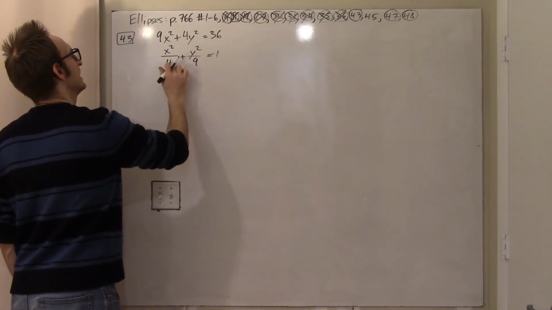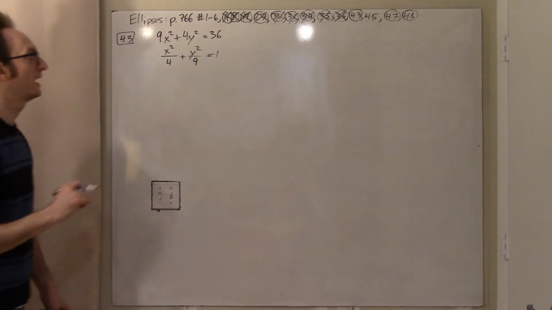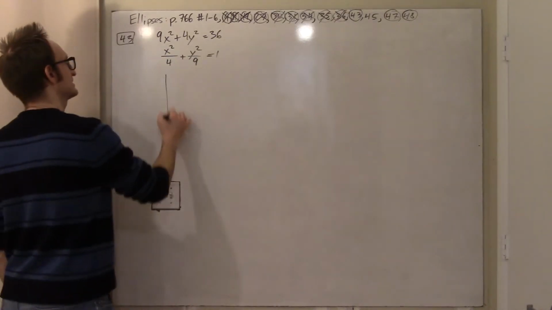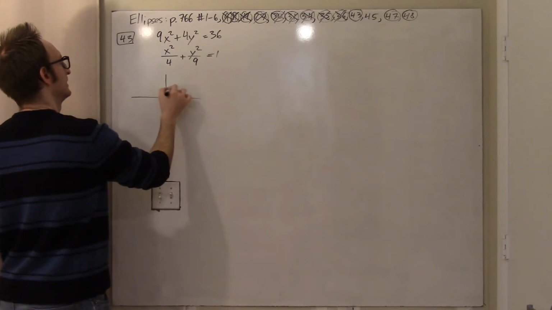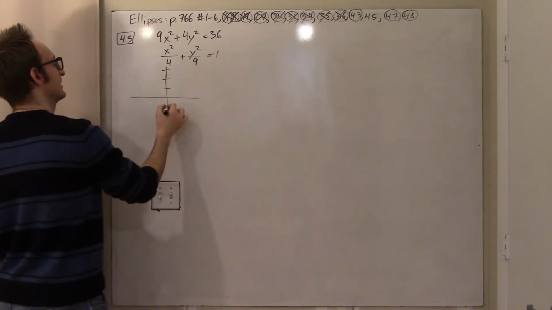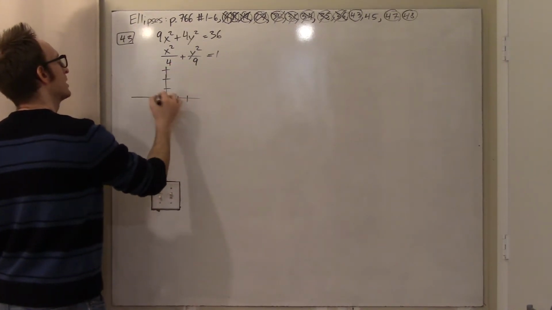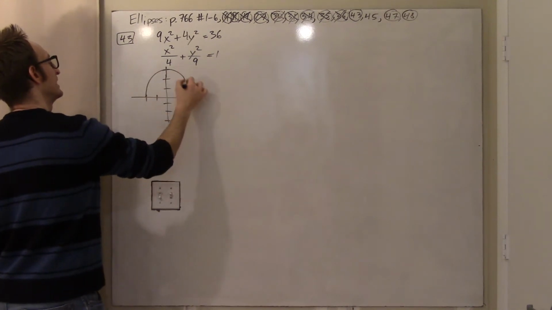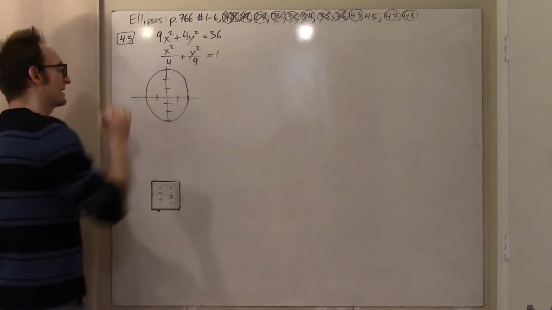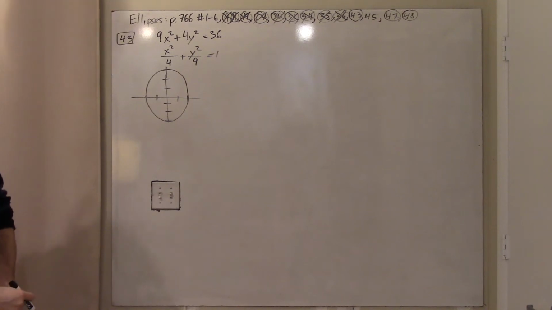Okay, great. Now what? Well, I can make a picture of this, and alright, it's going to be an ellipse with major axis 6, minor axis 4. So there it is. Great.